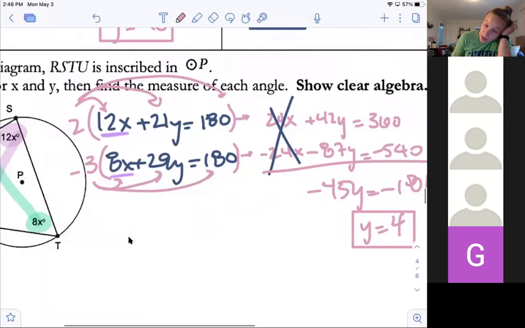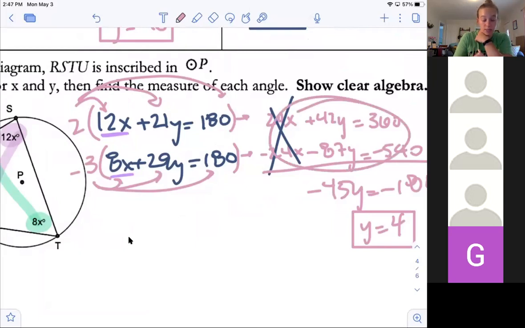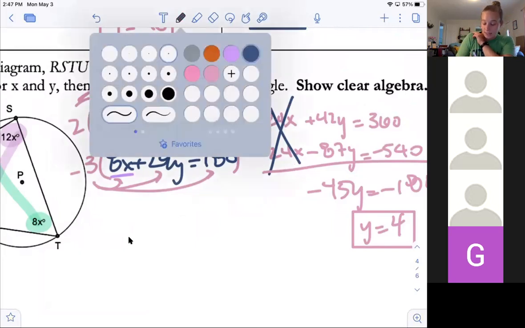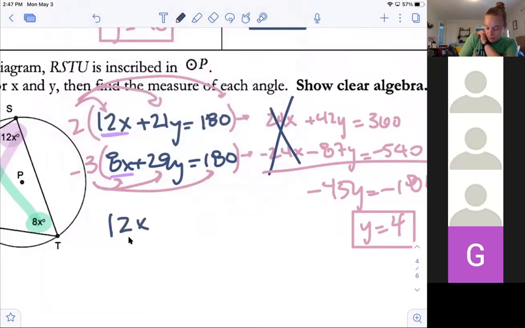I can plug my y into either one of these original equations, or technically you can plug it into one of your new equations. That still works. It doesn't matter. It just is bigger and can get messy, but it works. I'm going to just plug it into the top one. Again, it does not matter. If there's one that feels like it fits better, then do that one.